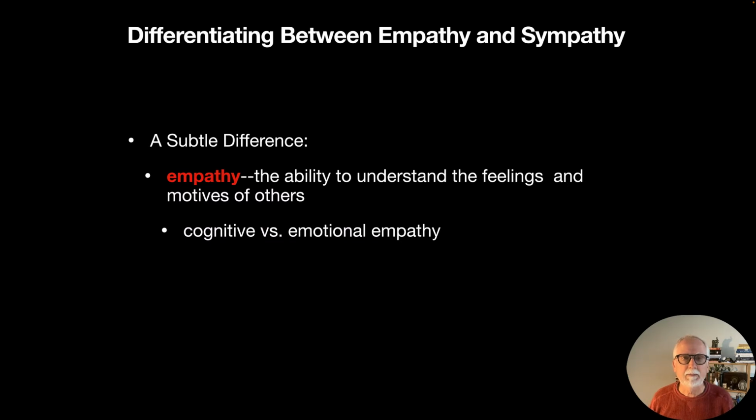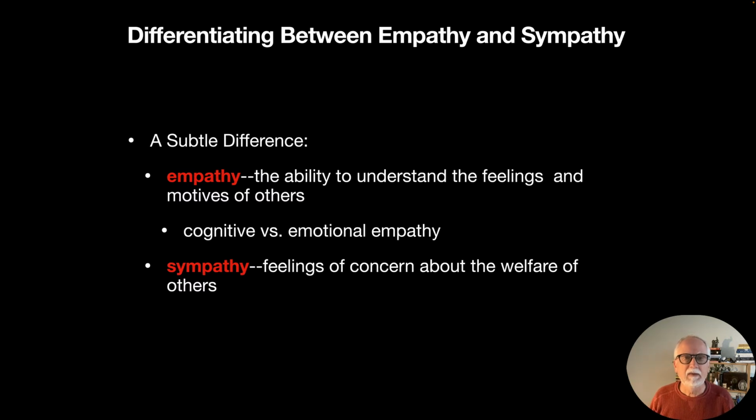And sometimes, with this type of understanding of the feelings and motives of others, a distinction is made between cognitive versus emotional empathy, and we'll be talking about what those are in a moment. And then sympathy would be the feelings of concern that occur when you have feelings about the welfare of others. You're concerned about their welfare. And it doesn't necessarily require empathy in order for you to do this. That is, you could understand that someone else needs some food because they're hungry without actually feeling their hunger or trying to put yourself in their shoes.